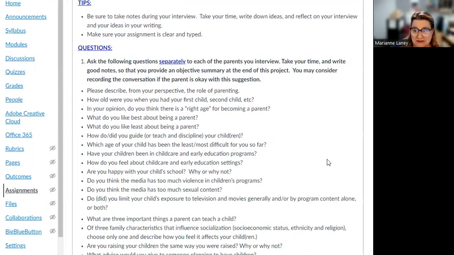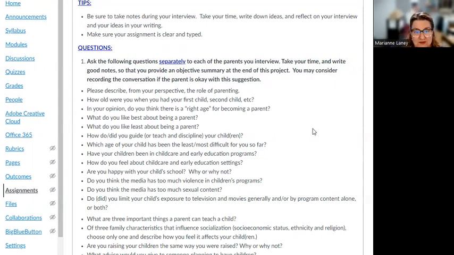You're going to have to take some time there. That's why it's an assignment. Okay. Write good notes, and you provide an objective summary at the end of the project. That means that what they said is part of the summary. And then there's points where I ask you your subjective opinion, meaning your opinion versus the facts, right?